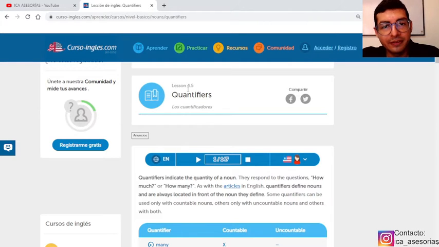Lesson 4.5 Quantifiers. Quantifiers indicate the quantity of a noun. They respond to questions how much or how many. As with the articles in English, quantifiers define nouns and are always located in front of the noun they define. Some quantifiers can be used only with countable nouns, others only with uncountable nouns, and others with both.